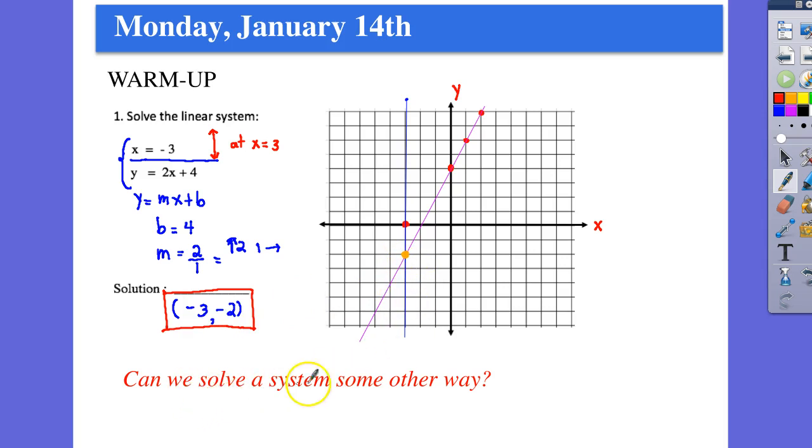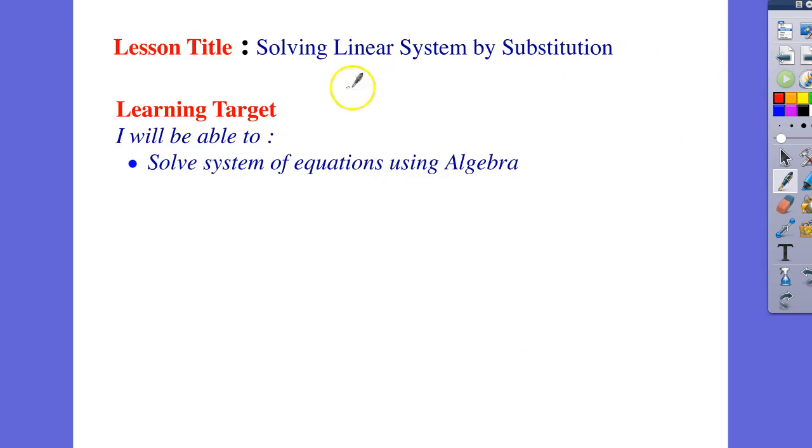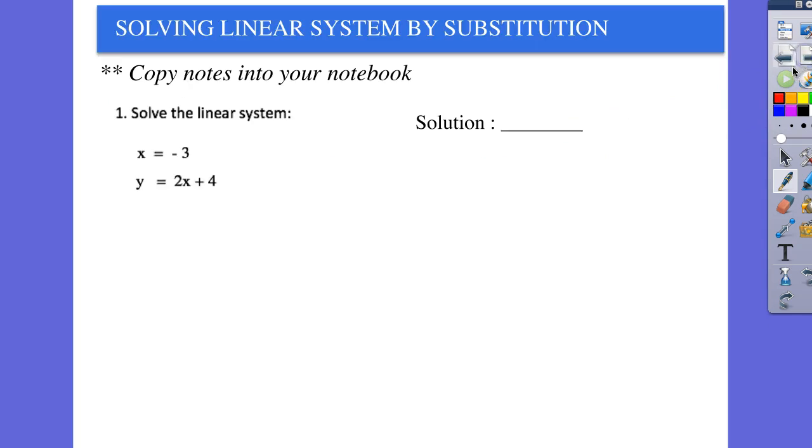Now, can we solve a system some other way? The answer is yes, and that's what we will be learning today. We are going to solve linear systems by substitution, and our learning target is that you will be able to solve systems of equations using algebra. So we won't be graphing anymore. We will be using math to solve linear systems. So let's get started.